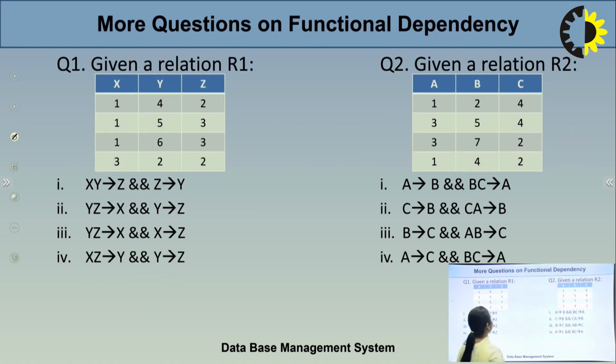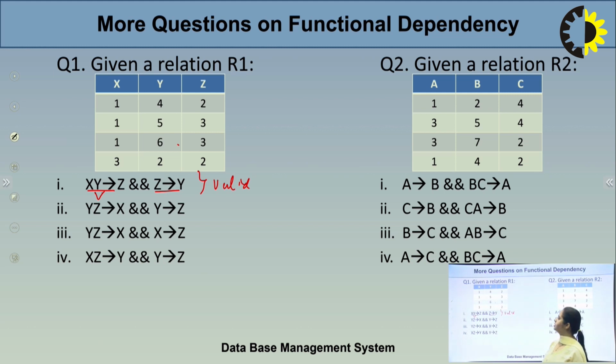Now some more practice problems on functional dependency. For question number 1 and for option number 1, both functional dependencies should be valid for the option to be valid. So let's check them one by one. Is this functional dependency valid? On the same value of XY, I should get the same value of Z. XY values are 1, 4, 1, 5, 1, 6, 1, 3. There is no repetition of XY, so this is a valid functional dependency.